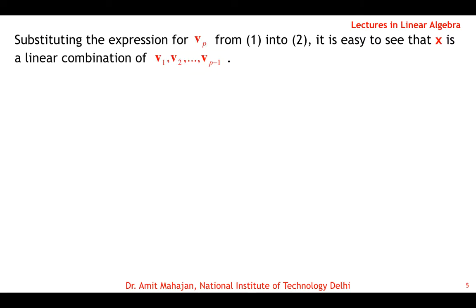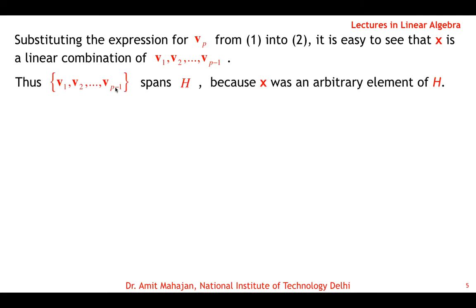Okay, so substituting the expression for vp from first to second, it is easy to see that X is a linear combination of first p minus 1 vectors only, and because X is arbitrary, okay, so any vector of H we have taken, so that means this set v1 v2 up to vp minus 1 will still span H, okay, because X was arbitrary vector and X can be written as a linear combination of this, so this set spans the H.